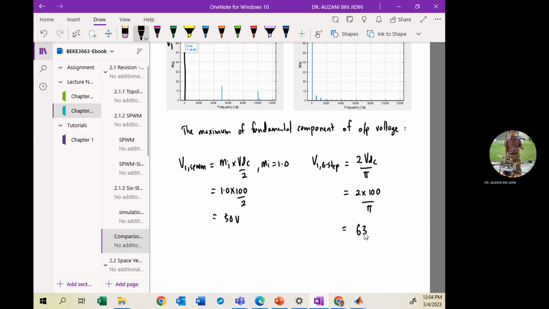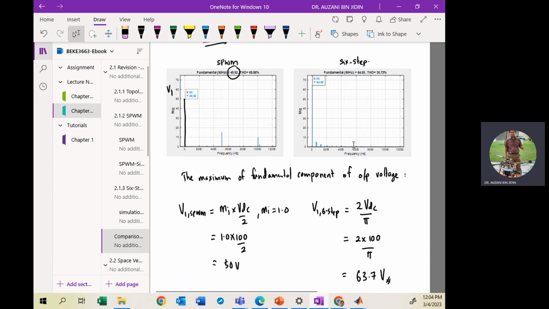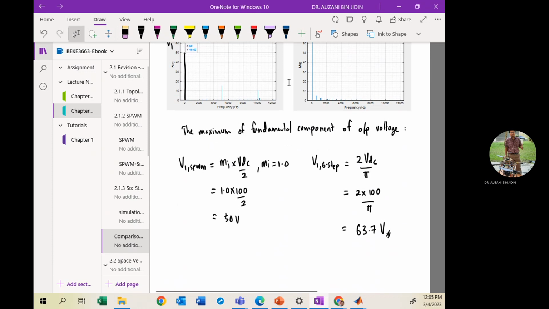63.67, 63.7 volts. Okay. This one 64. Almost similar right, to the calculated value. Okay. So we can verify or conclude that the production of the output voltage, specifically the fundamental component, will be larger in the case of the 6-step technique.